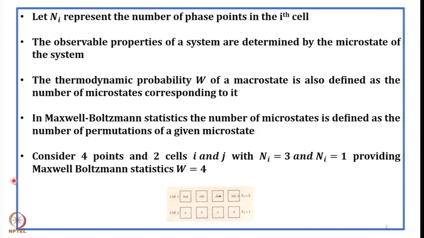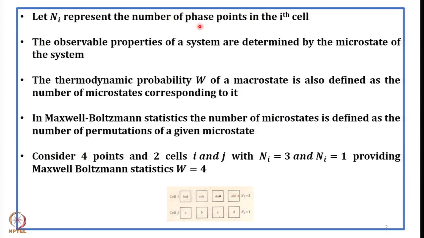consider here, let us say we talk about two sets of cells, cell I and cell J, and let there be some different compartments in cell I and in cell J. Let Ni represent the number of phase points in the cell. The meaning of phase points is, I will just write in terms of a dot. It can be an atom, it can be a molecule. Now, why do I want to represent it as a dot? Because the molecules and atoms cannot be distinguished from each other, let us say in the gas phase.